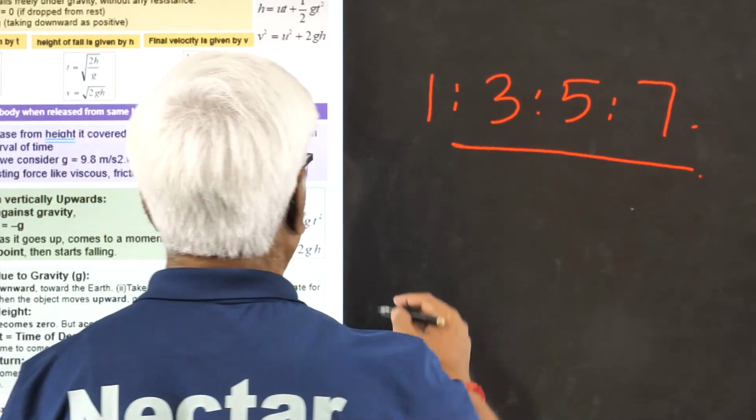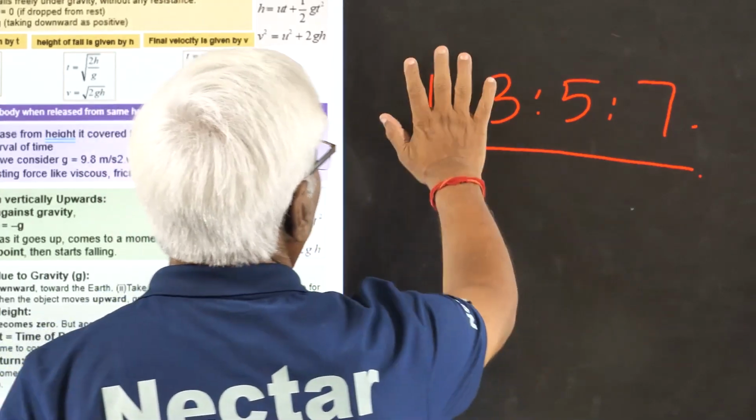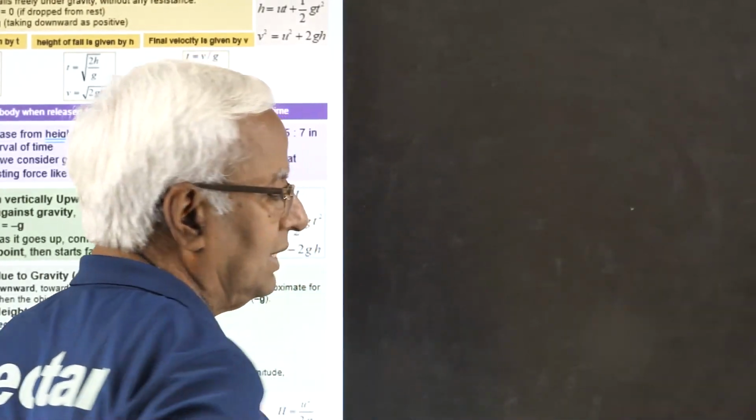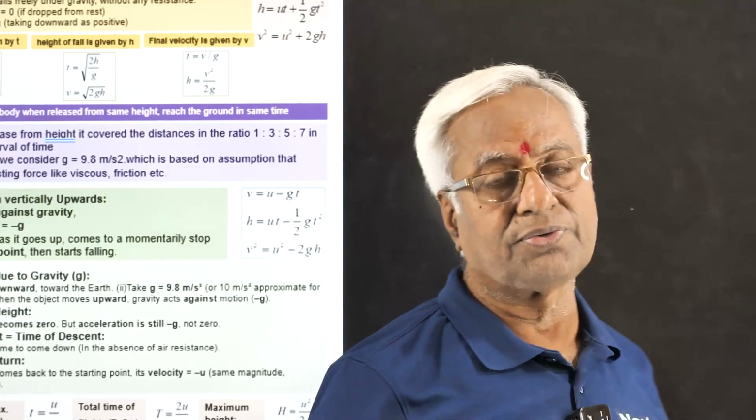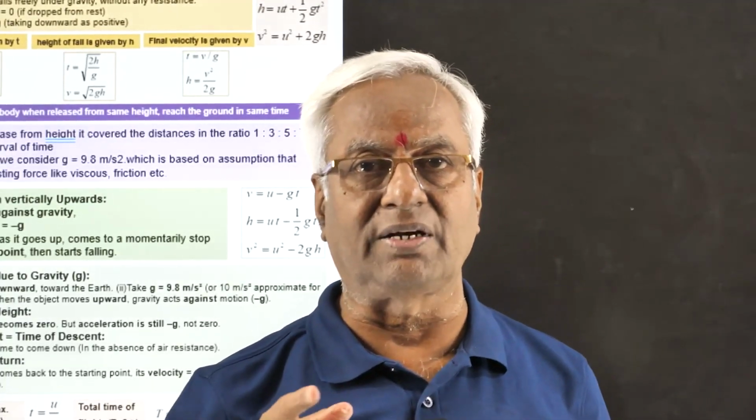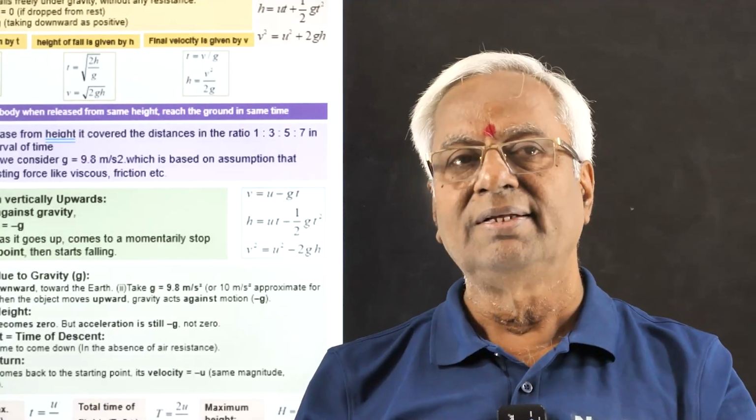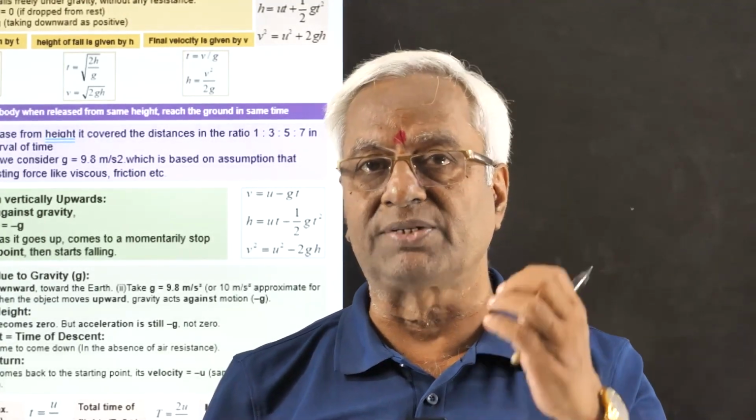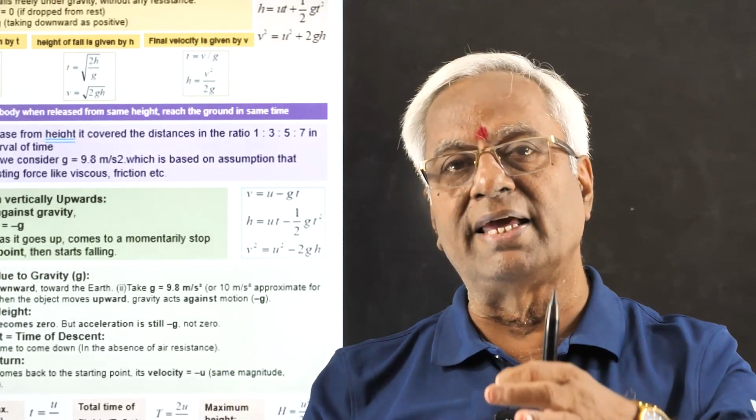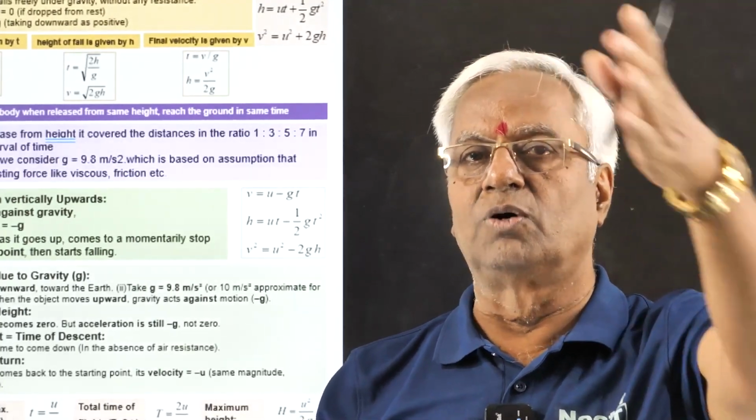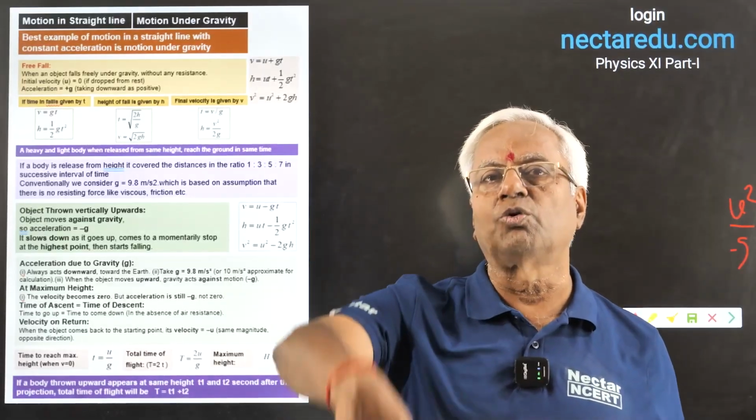Then let's now consider the body going upward. That is the second example. You see, it's the best example of a straight line motion, motion under gravity. Not only straight line motion, this is also the best and simplest example of uniformly accelerated straight line motion. Now the body is thrown upward.